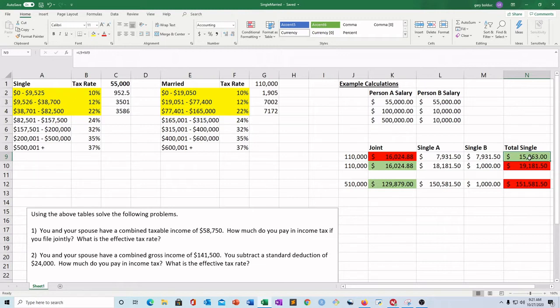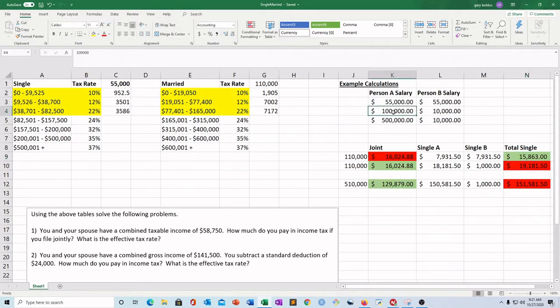This is just a simplified piece of the puzzle to get you to see how filing together versus filing separately can have an impact. And what you'll see is if you start changing up how much each person makes, you can see that that impact switches. So the formulas are in here. You can go through the rest of it, but it's all solved here.